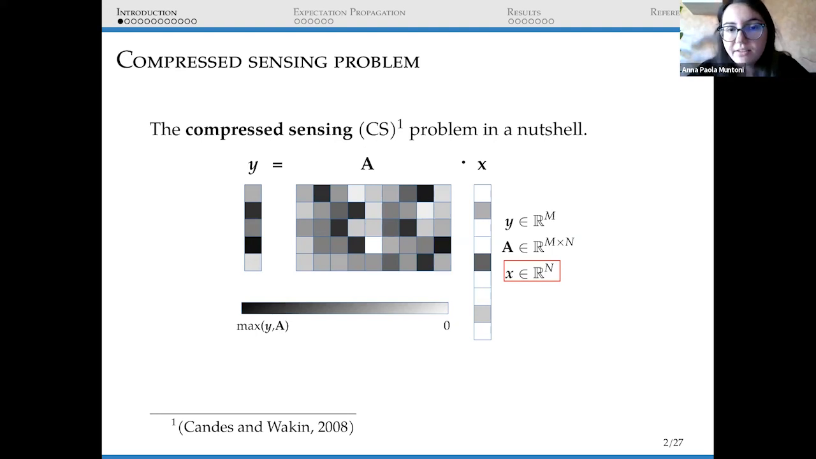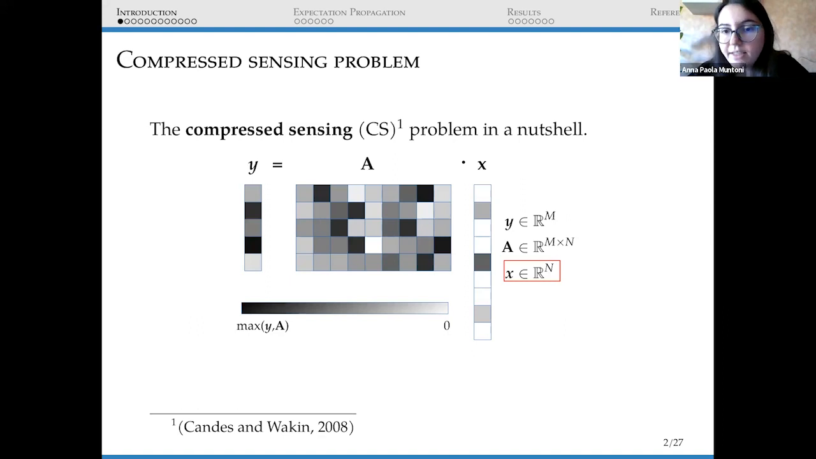But in general settings, this problem is ill-posed, as the number of solutions that we can provide for this original signal X is in principle infinite from the pure mathematical point of view. So how can we retrieve the exact signal knowing the compressed version of the signal, which is the measurement vector y, and the matrix A?